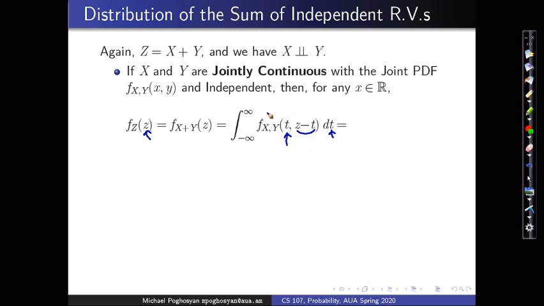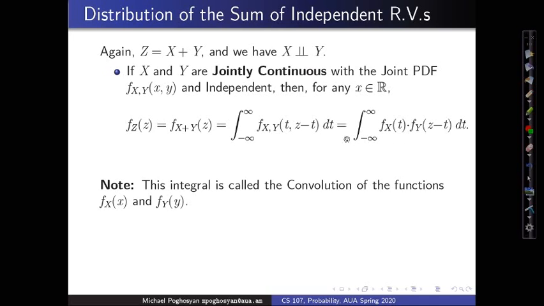And what is new? This is not new, we had this, and I even have a proof for this. But what is new is that if we have independence, then the joint PDF can be written as a product of individual PDFs. So this joint is the marginal of X at point t times the marginal of Y at point z minus t. And this is called the convolution of functions f_X and f_Y.